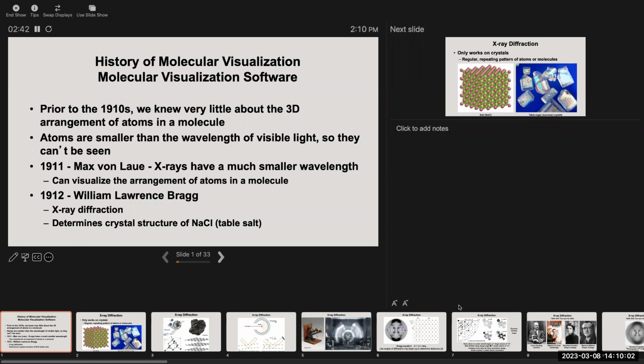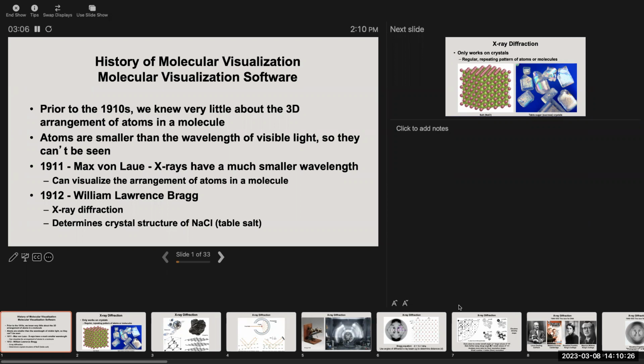And for the 100th time, I'm going to mention to you that atoms are smaller than the wavelength of visible light. So we can't see atoms. We can't see how those atoms are arranged into a molecule. So we need some other technology to allow us to peer inside of a molecule and actually see the three-dimensional arrangement of atoms in a molecule. And a big breakthrough occurred in the 19 teens.